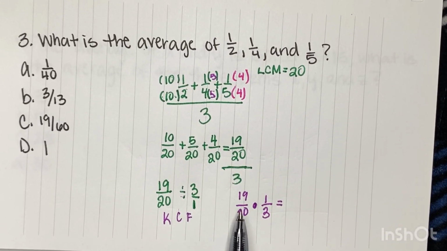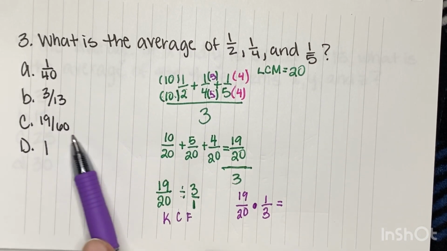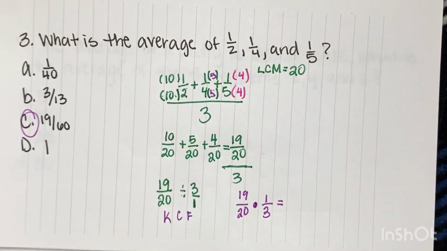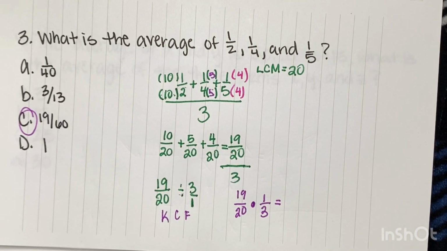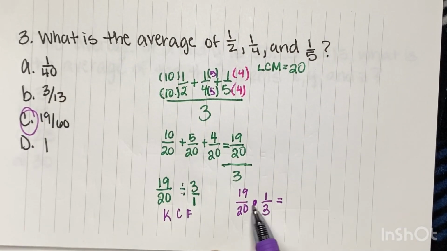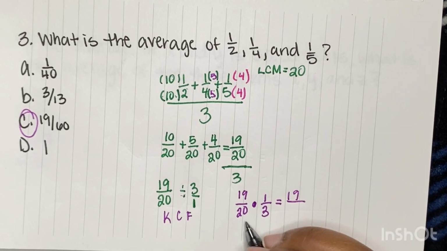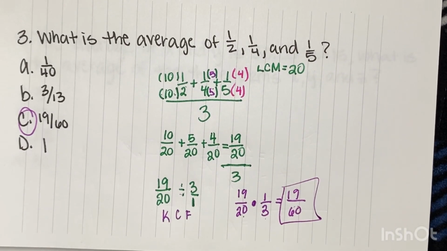By just seeing this 19, right, I'm going to look at my answer choices. I see a 19 over 60. That has to be my answer because it's the only one that has a 19. Okay, so use your answer choices. Don't get so stuck into solving the answer, especially on a timed test. So 19 times 1 is 19. And then 20 times 3 is 60. And that is our answer. Alrighty, let's go to the next.